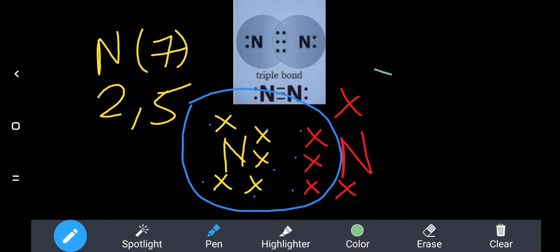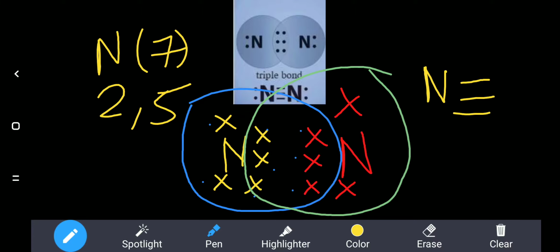What about the other nitrogen? It again has 8 electrons. 1, 2, 3, 4, 5, 6, 7, and 8. Both of them are happy. Because of the sharing, a triple bond is formed between nitrogen and nitrogen, and there are 3 covalent bonds. Covalent bond is formed by sharing of electrons.